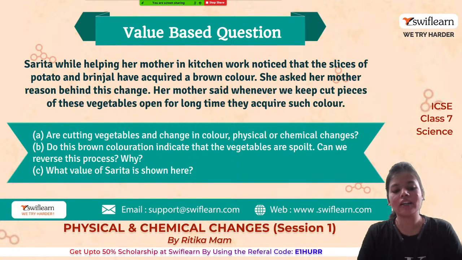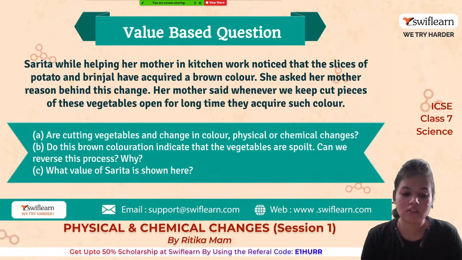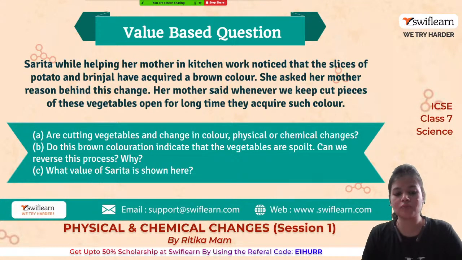Let's see. Are cutting vegetables and change in color physical or chemical change? So first of all, cutting vegetable is a physical change. There is no new substance which is formed. Does this brown coloration indicate the vegetables are spoiled? Can we reverse this process and why?